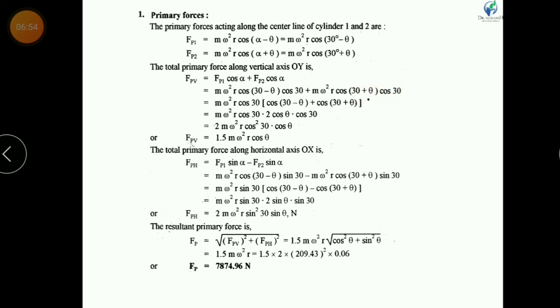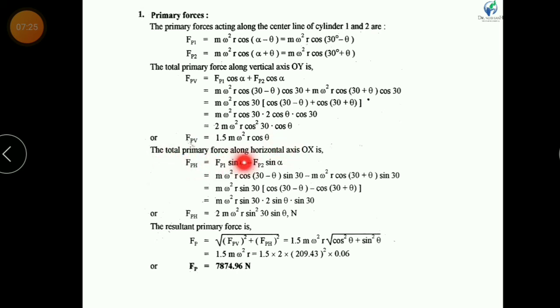Now if we simplify this equation, taking common m omega square r into cos 30, we get in bracket cos 30 degree minus theta plus cos 30 degree plus theta. If we solve this, we get 2 cos theta into cos 30, so we get 2 m omega square r cos square 30 into cos theta. If we simplify again, we get 1.5 m omega square r into cos theta.